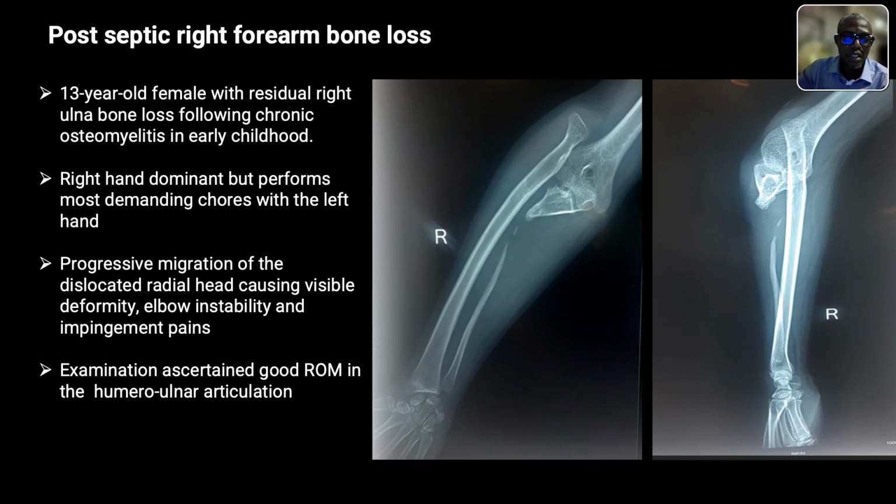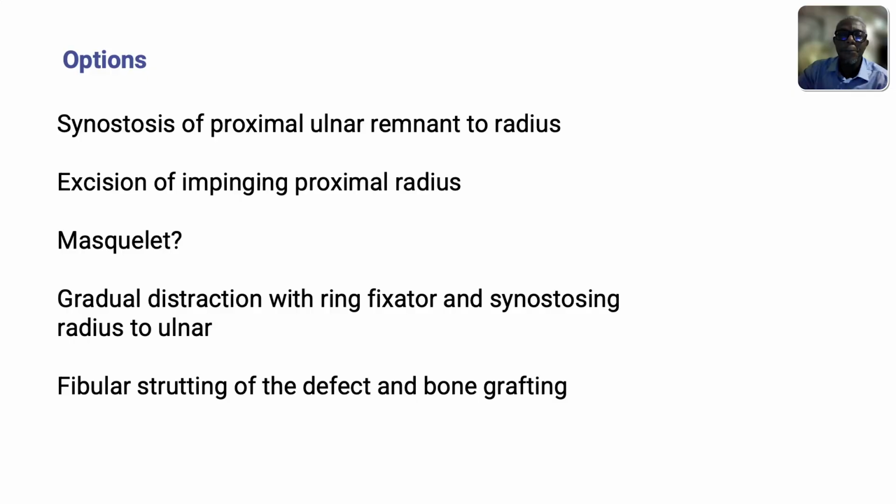On examination, we ascertained good range of movement in the humero-ulnar articulation based on a small residual proximal ulnar articulation with the humerus. Next.